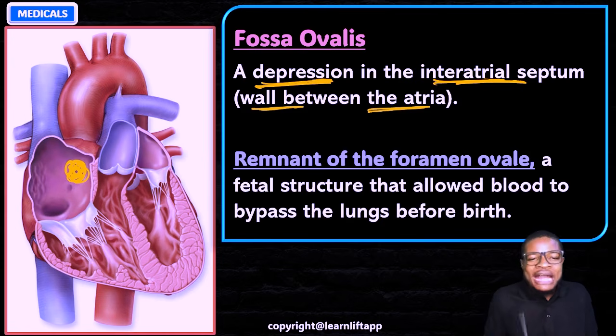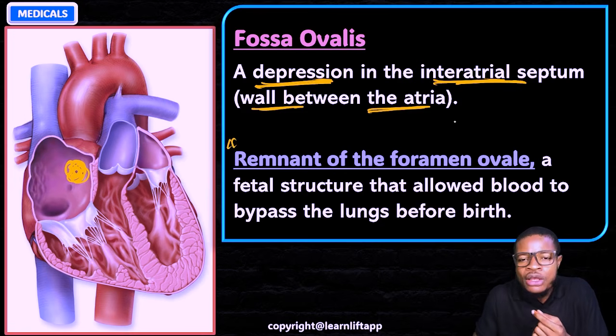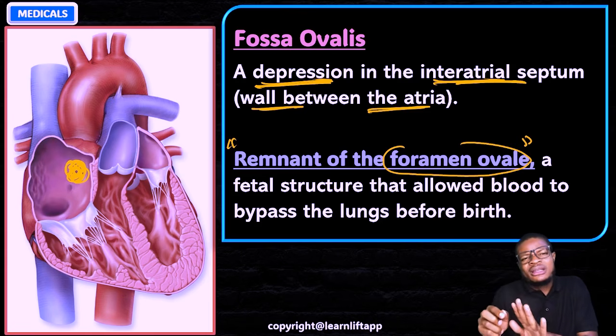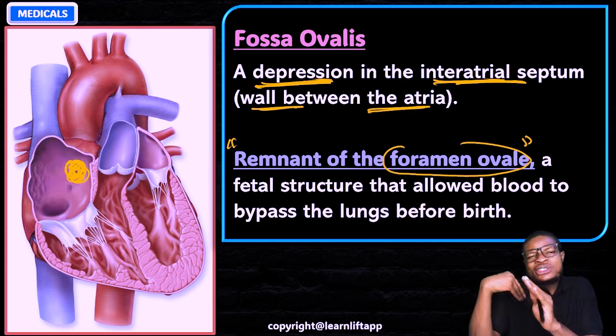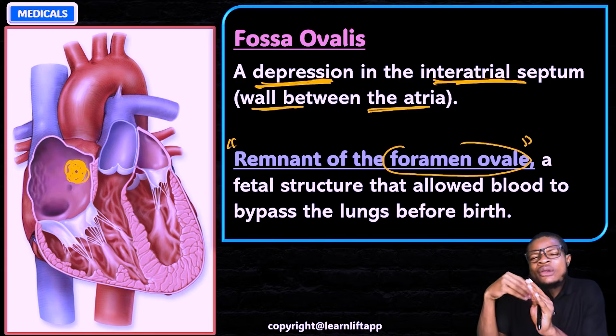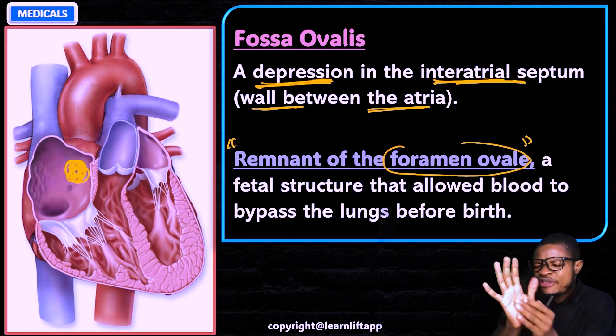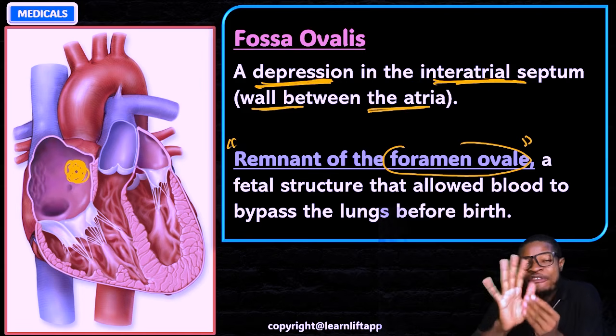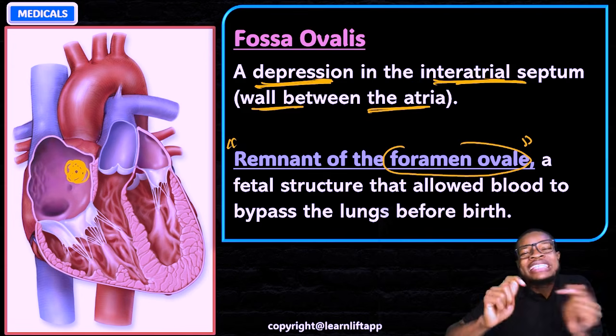Are you getting it now? And don't forget that the fossa ovalis is a remnant of the foramen ovale. I showed the foramen ovale. The fossa ovalis is a remnant, right? Instead of it going away completely, it left some markings to show that it was here before. That thing that it left behind is now what we call the fossa ovalis.